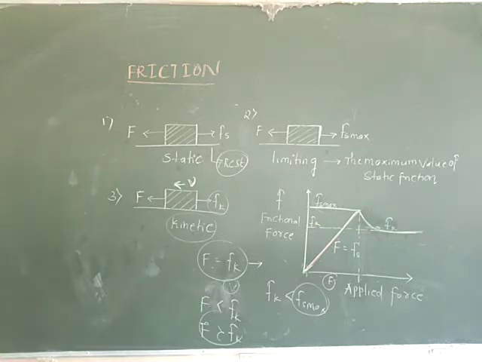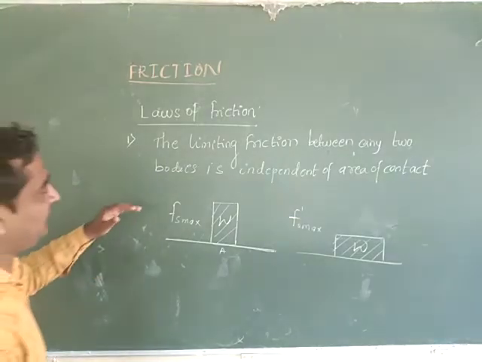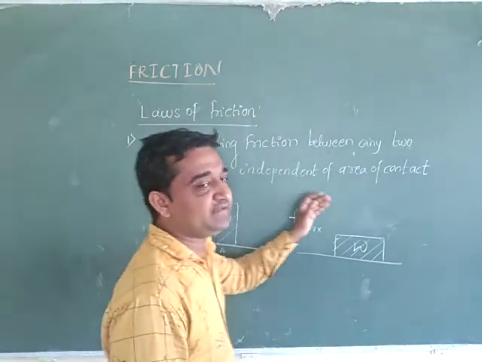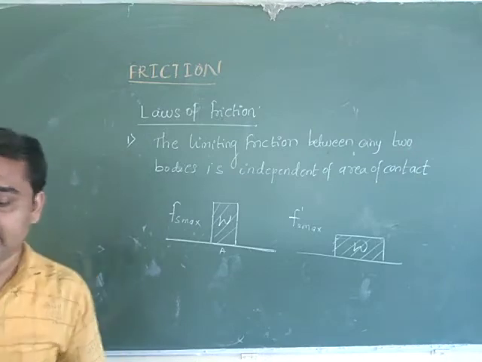Now let us discuss the two important points about the laws of friction. The limiting friction between any two bodies is independent of area of contact, right? It is independent of area of contact.